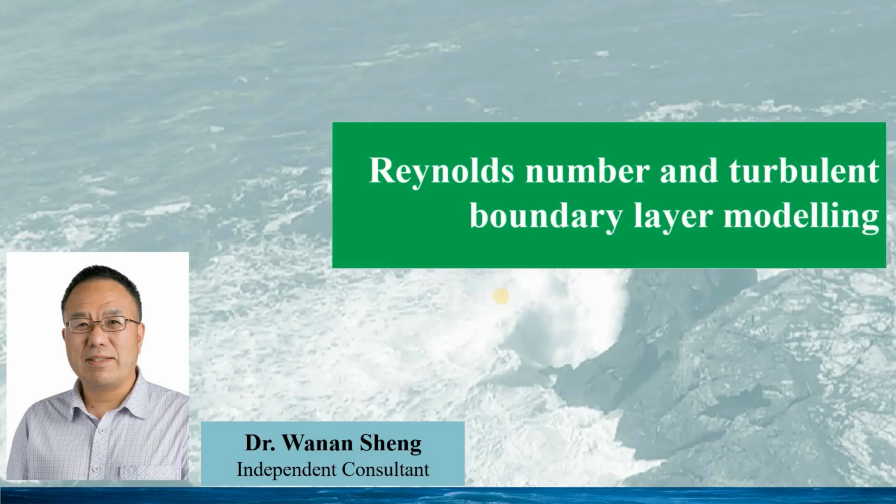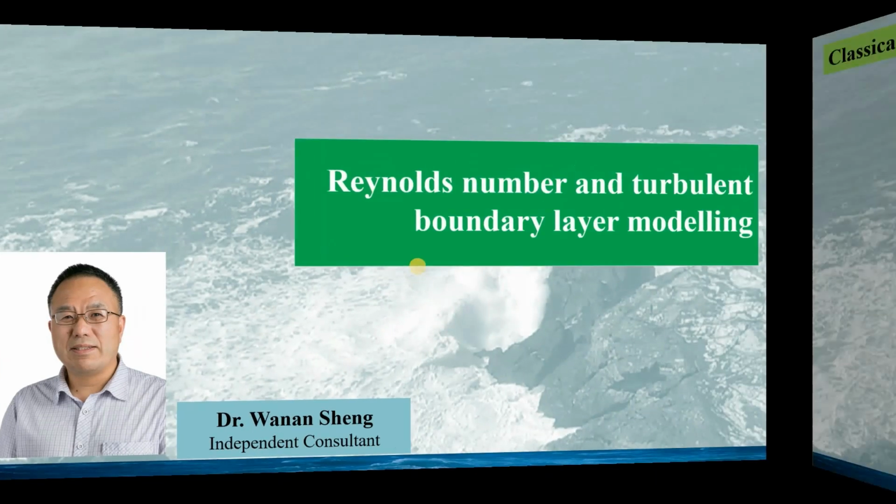What is the turbulent boundary layer thickness and how many wall units are in the boundary layer, and how to build the grid for a good CFD simulation so that we can resolve all regions in the flow field, especially the near wall regions.